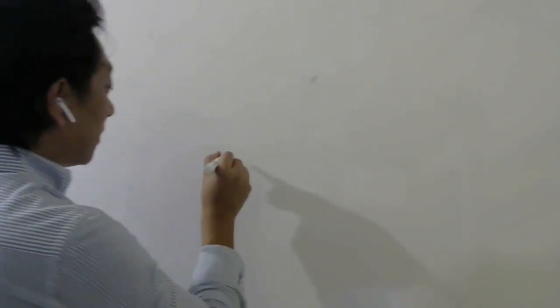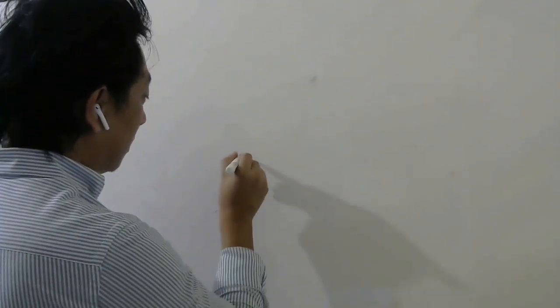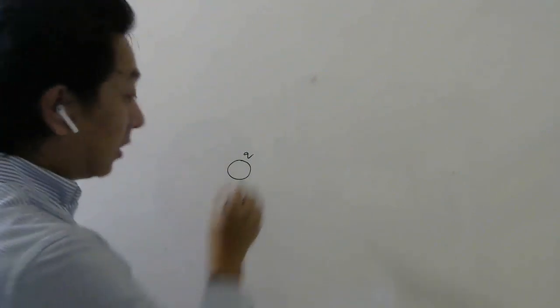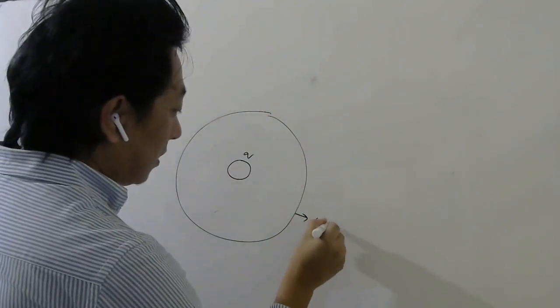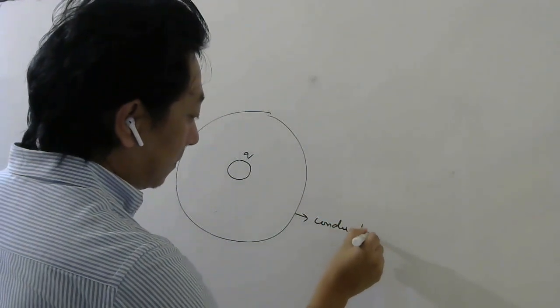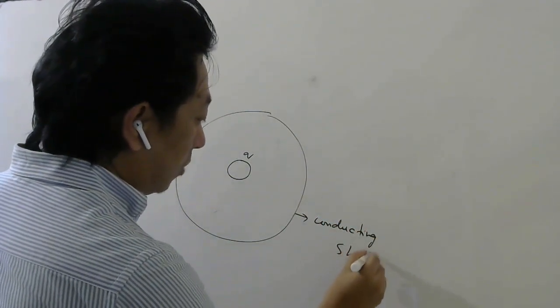We will continue with the problem solving of this chapter, electric potential and capacitance. Last class, if you remember, something very important I explained: if you have a conductor with charge Q and then you put a conducting shell here, then how will the charge distribute?